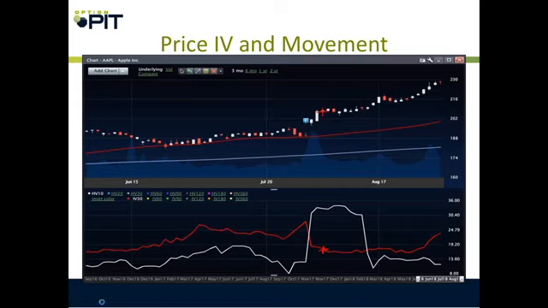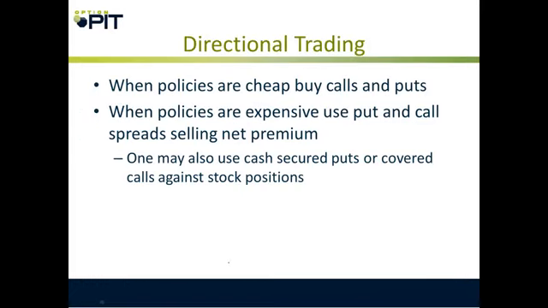All right, so now let's talk directional option trading. All right, directional option trading. So when policies are cheap, and I think I want to buy calls and puts, when their policies are expensive, I'll use put and call spreads.